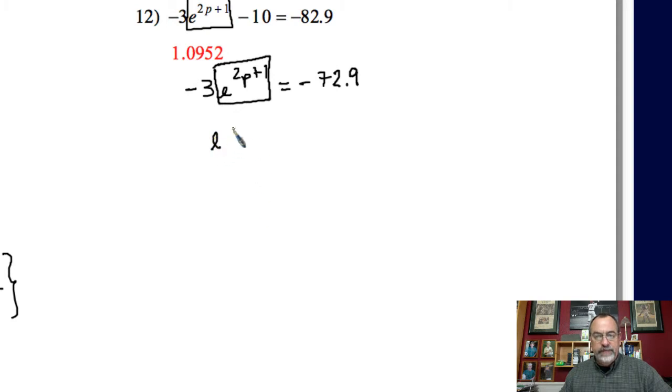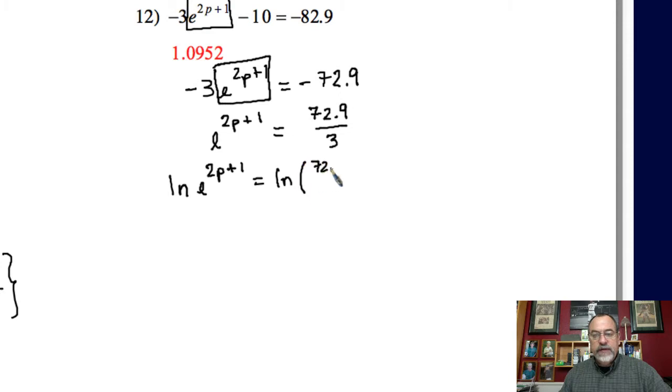negative 3. So e to the 2p plus 1 is going to be equal to this. Negative number divided by negative number is going to be positive. And again, I'm not going to divide it out because if it's an approximate number, I don't want an approximate number, I'll leave it exact. Now that this term is isolated, we can undo this exponential by taking the logarithm. Again, it's base e, so I'm going to take the natural log of both sides. So the natural log of e to the 2p plus 1. And again, I'm going to take the natural log, and remember this 72.9 is a single number, but we're going to leave it like this.